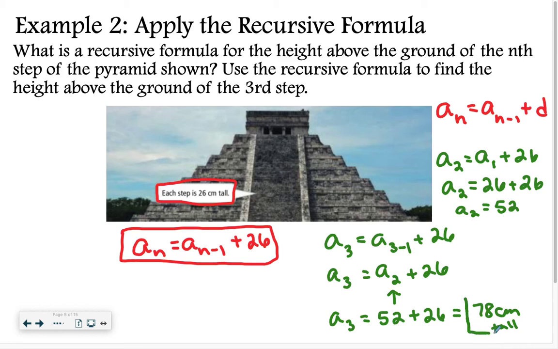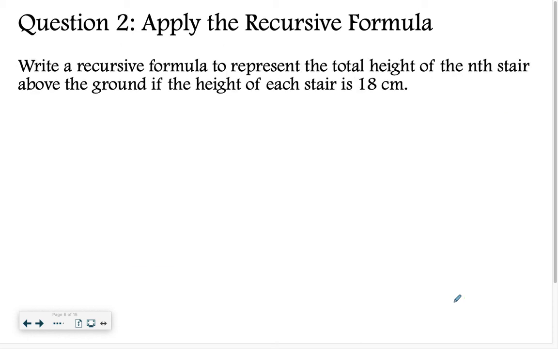And if you want to hear something funny, I was just looking at my notes for this lesson, and I wrote down the wrong label in my notes. I wrote feet. Can you imagine a third step being 78 feet tall? That would be ridiculous. This is why it's always good to double check your work, because 78 feet versus 78 centimeters, big difference. All right, moving on.